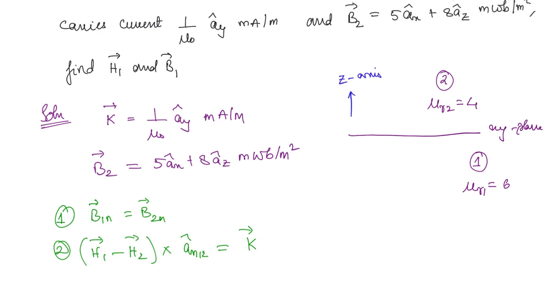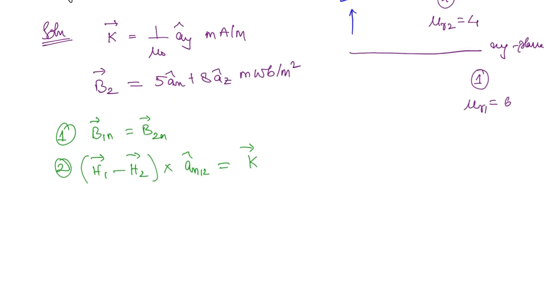This is the z axis because this is the xy plane. So in this B2 bar, what will be the normal component? The component which is parallel to the z axis, which is 8az cap. So the first step is to find the tangential and normal components. Here we have B2 given, so B2n bar is equal to 8az cap, and B2t bar will be the remaining part, whatever is remaining.